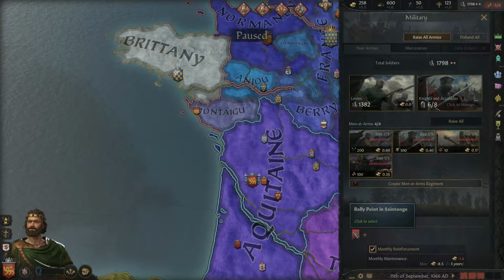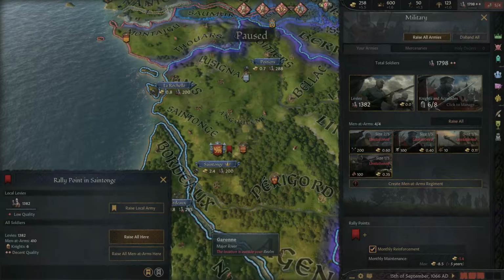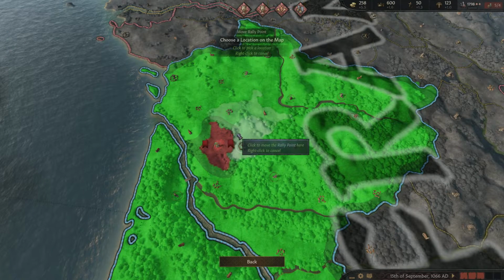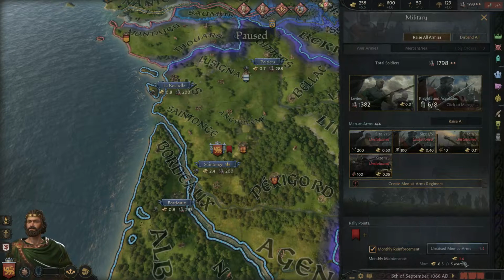And at the bottom you have your rally point, which is where you will raise your troops when you go to war. If I just click here, you can move it closer to the front line or further away, depending on where you're going to be fighting. And then right at the bottom you have your reinforcement.